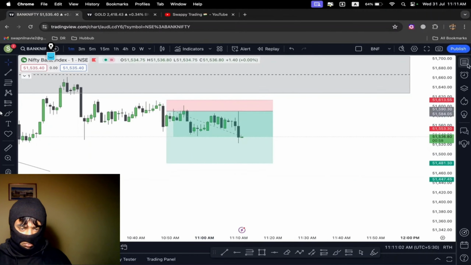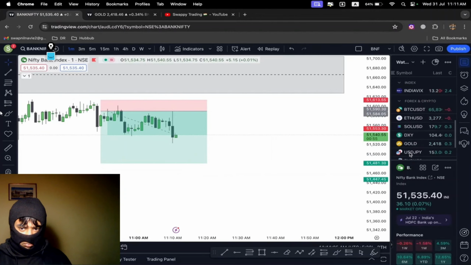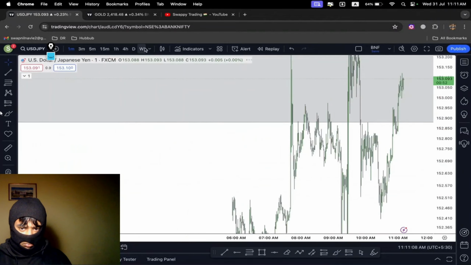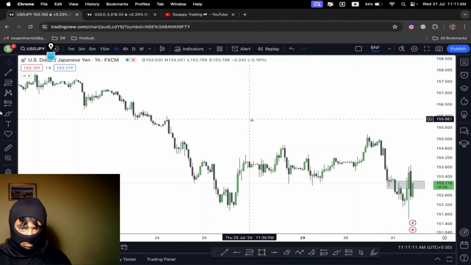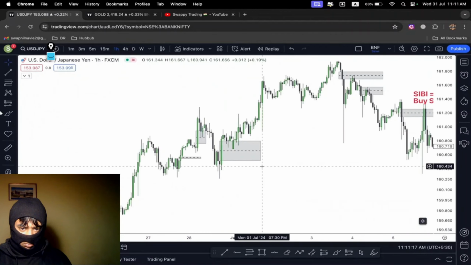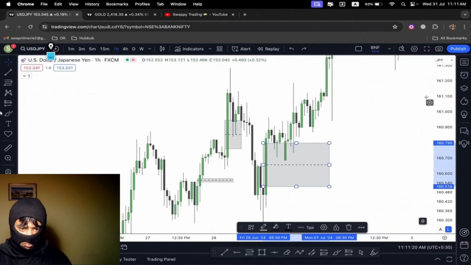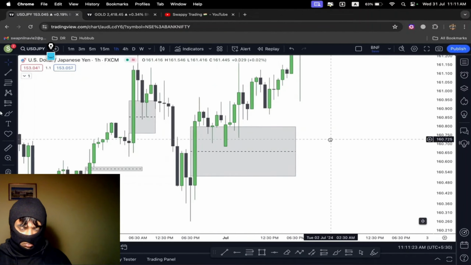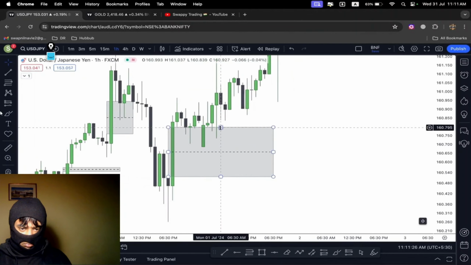So now we'll understand how to trade a fair value gap on a higher time frame. Okay, so let's move on. I'll show you a 1-hour chart of USD JPY. On this, I'll explain how to trade a fair value gap on a higher time frame. Okay, so this is a 1-hour chart of USD JPY. Here you can see that a very large fair value gap has formed.